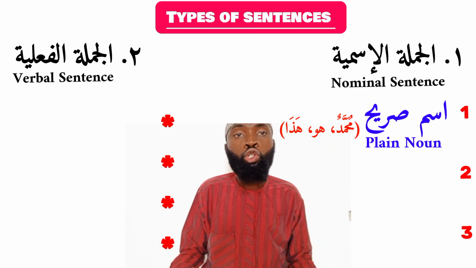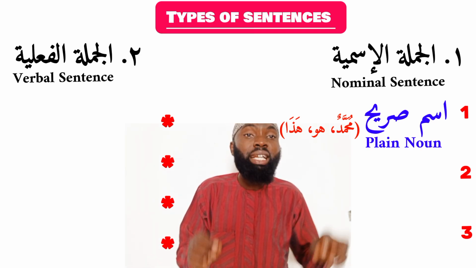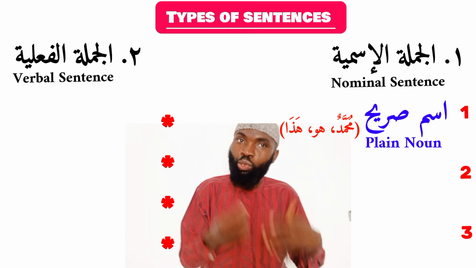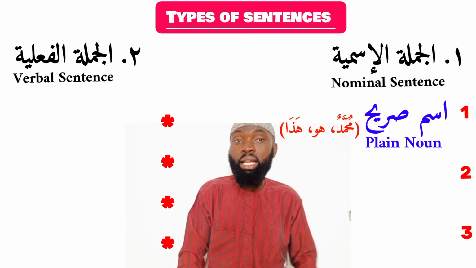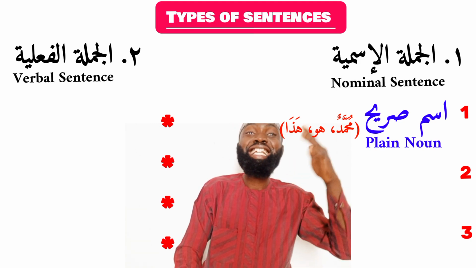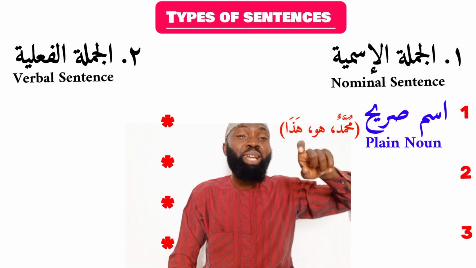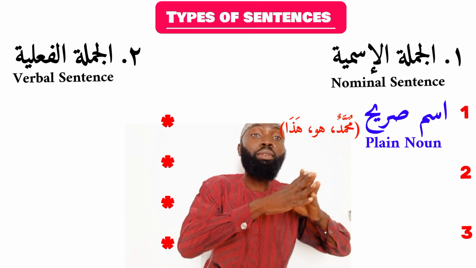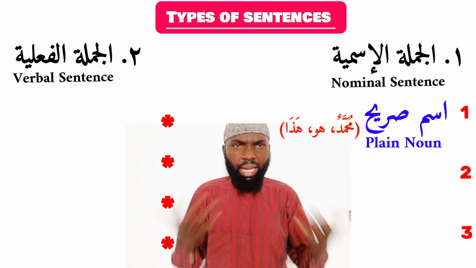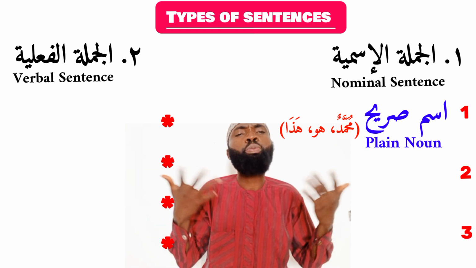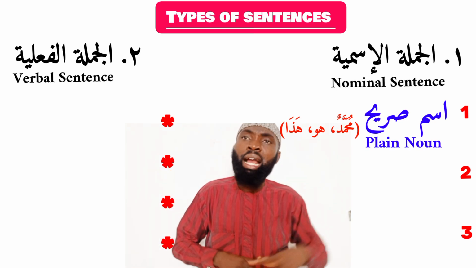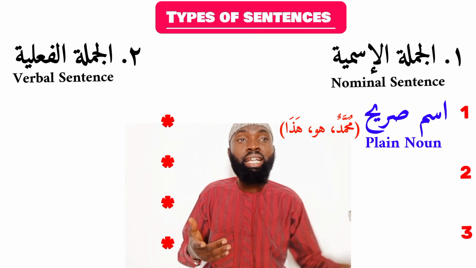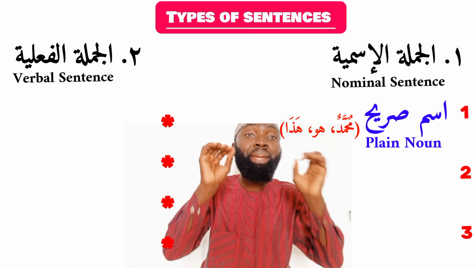The word huwa also, which is a pronoun, in the Arabic language is also categorized as a noun. So this is also a plain noun. Like when I say huwa talibun, he is a student. So the word huwa is beginning the sentence. That makes it a nominal sentence, jumlatun ismiya. And the other example is when the sentence begins with the word hadha. Like when I say hadha talibun, this is a student. The word hadha is a plain noun.